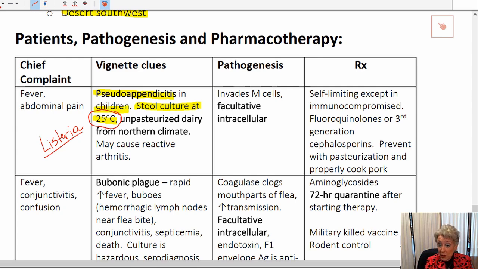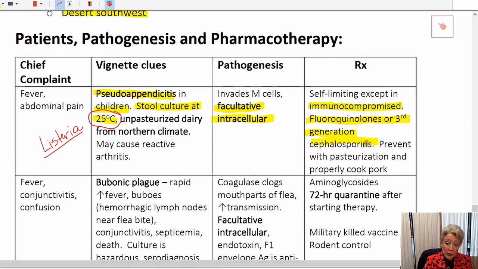We talked about it with Mycobacterium leprae as far as the areas of the skin, but remember, we don't culture Mycobacterium leprae. It is a facultative intracellular, so remember a granulomatous inflammatory response. APC1, TH1, back to APC1, requiring interferon gamma. In the immunocompromised, I use fluoroquinolones or third-generation cephalosporins, but truly the better technique is to prevent spread with pasteurization and properly cooking pork and other foods.